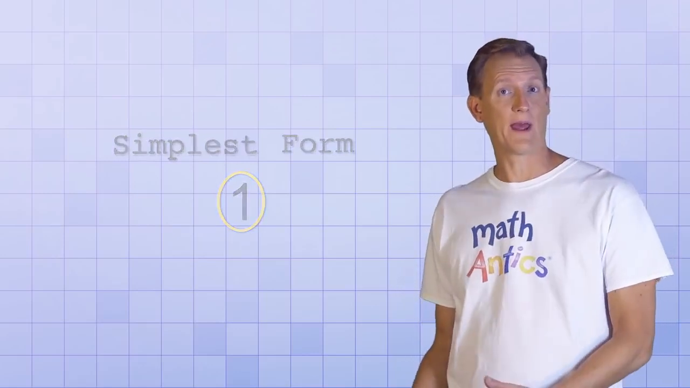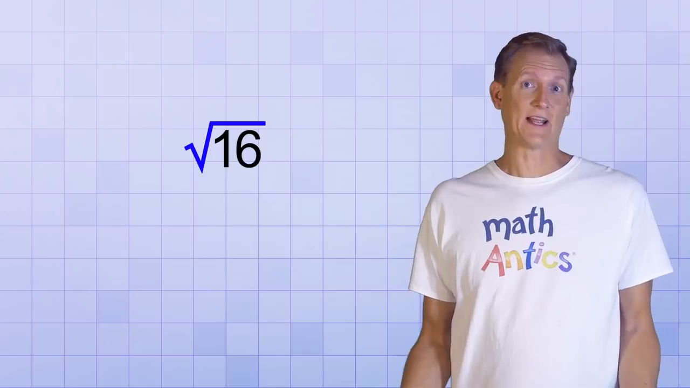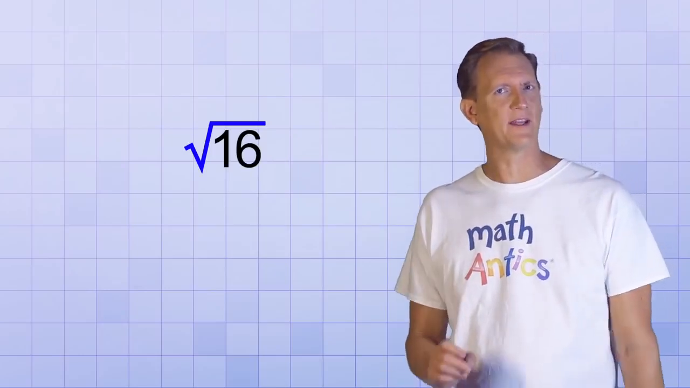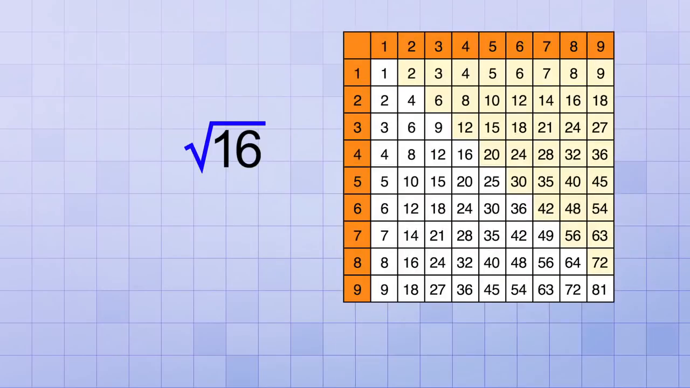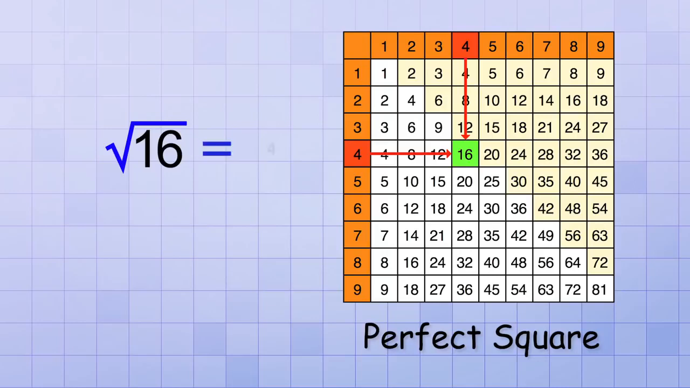So let's suppose you do a math problem and get the answer, the square root of 16. You could just leave it like that and it wouldn't be wrong, but can you think of a simpler way to write it? Of course, 16 is a perfect square. It equals 4 times 4, so the square root of 16 is just 4. That's definitely a simpler answer.